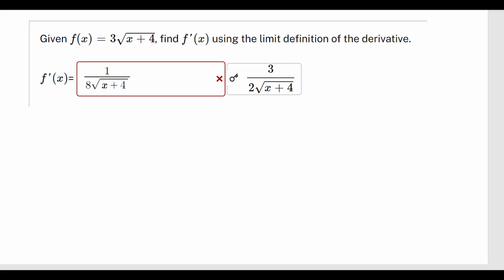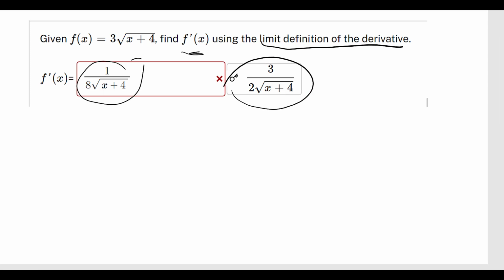So in this problem, we have f of x equals 3 times the square root of x plus 4. And we will find the derivative using the limit definition of the derivative. So, this is an answer that someone gave, and this is the correct answer. So you see this person was really, really close.